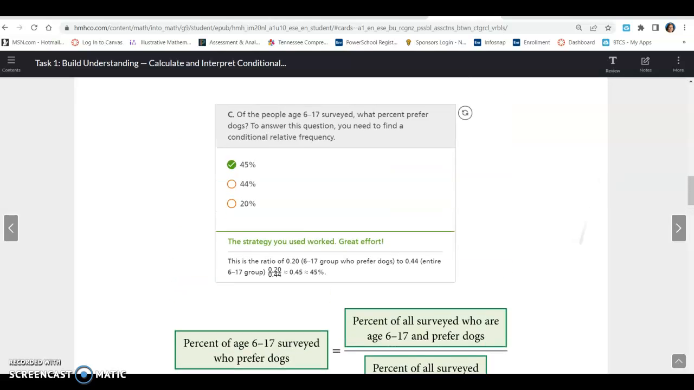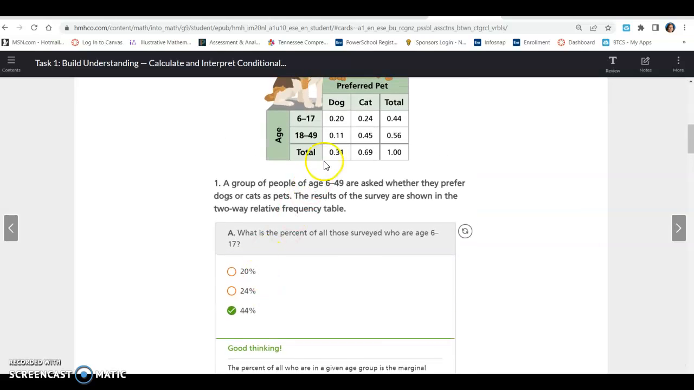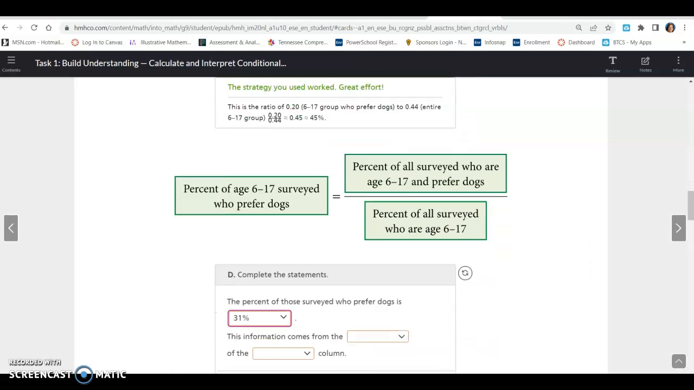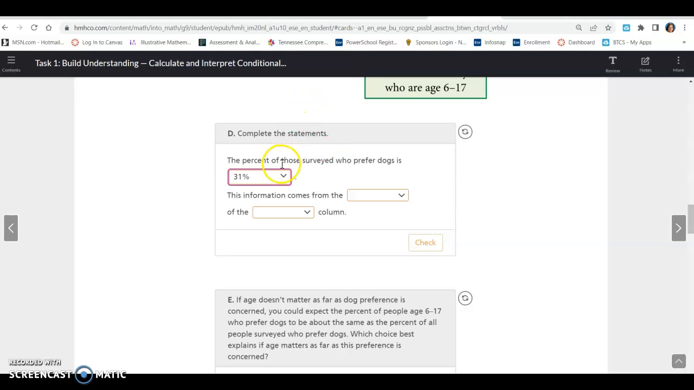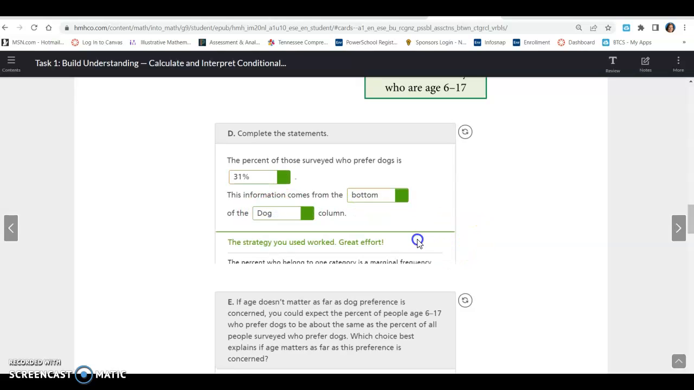All right, let's look and see how many preferred dogs. So we're going to look back up here. And if you look back up here, the preferred dogs is 31%. So out of all age categories, age doesn't matter, the total percent that preferred dogs would be 31%. This information comes from the bottom of the dog column.